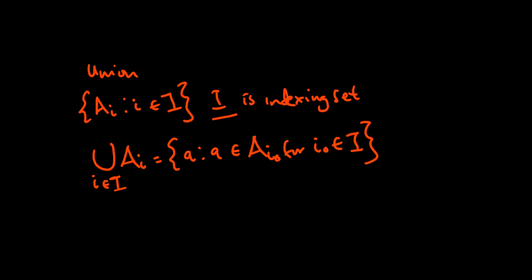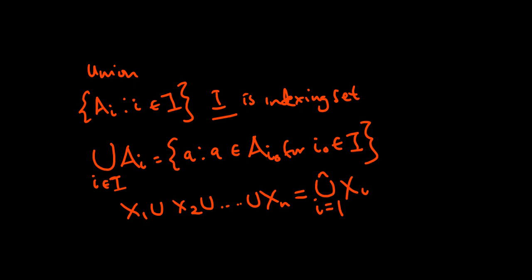So this is how we define the union of a family of sets. In general, this would mean if we have a set x1 union x2, and you continue doing the union up to xn, it is written in general as the union from i equal to 1 up to n of x_i. So this is what we mean when we talk of the union of the family of sets.